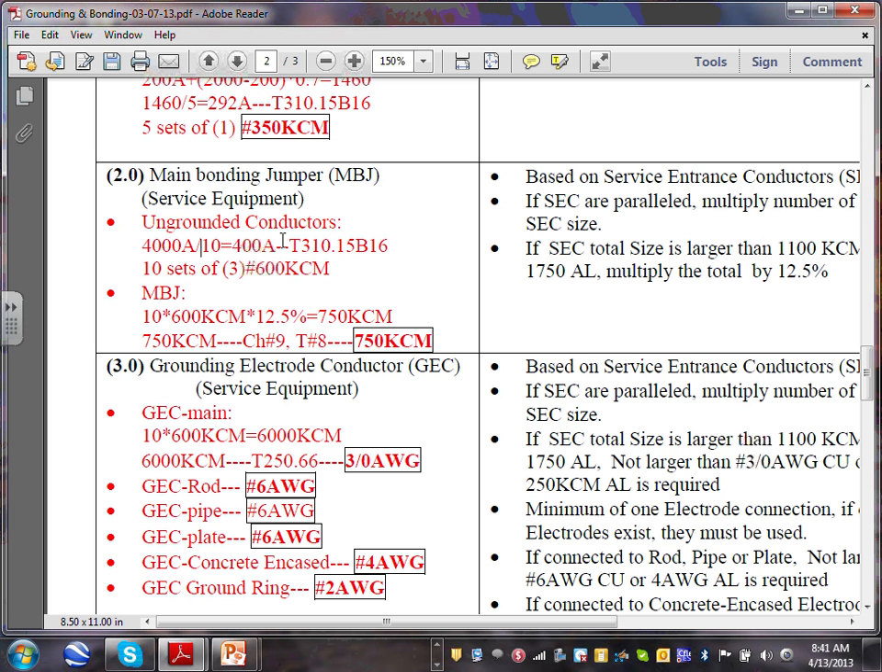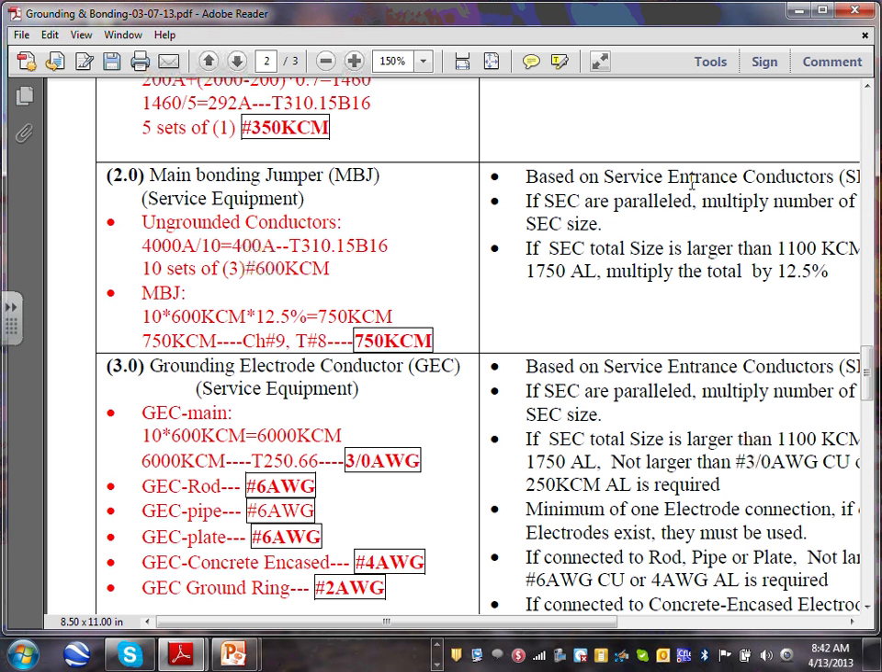Okay, so now here's where my 600 came from: sizing the feeder. I'm going to have 10 sets, literally 10 sets, 5 and 5, going from the transformer into the CT cabinet, through the CT cabinet into the termination box, into the switchgear. Then you size the main bonding jumper. Here's what it says, guys.